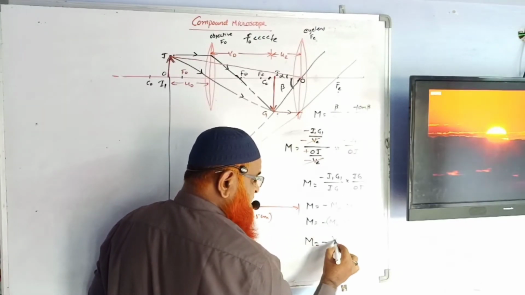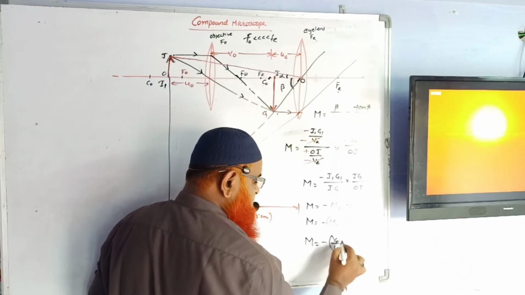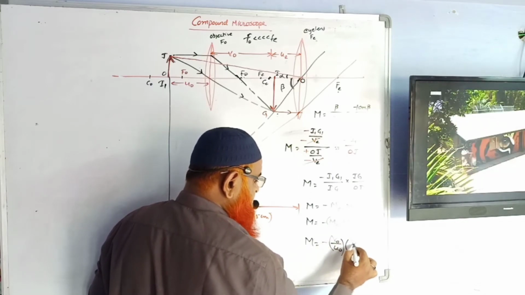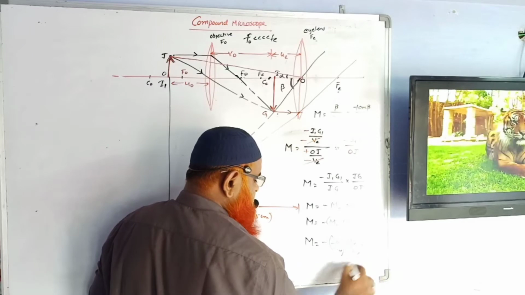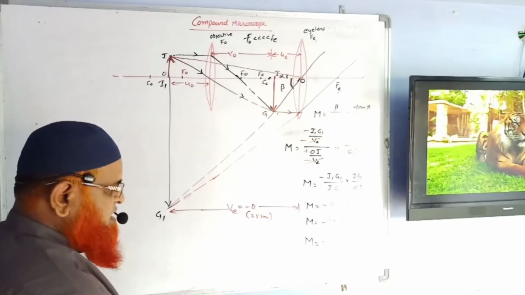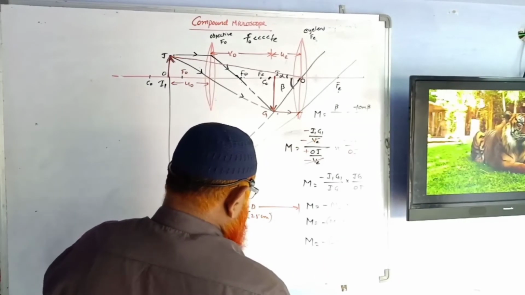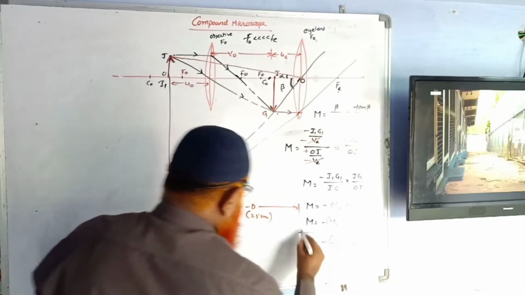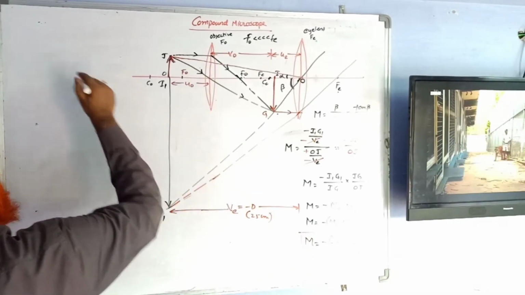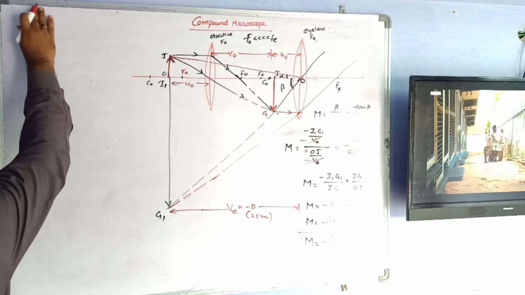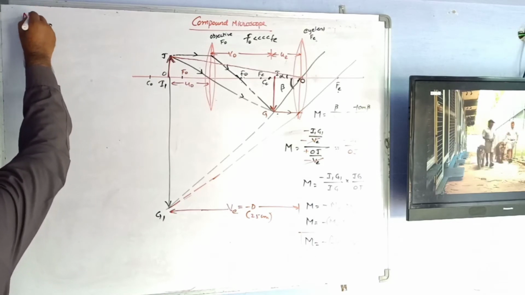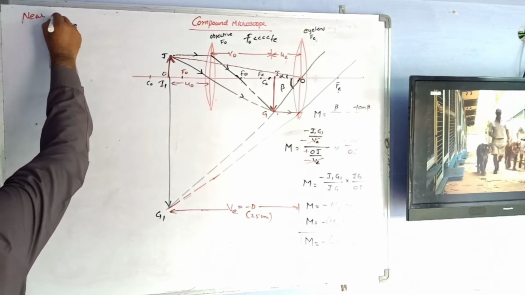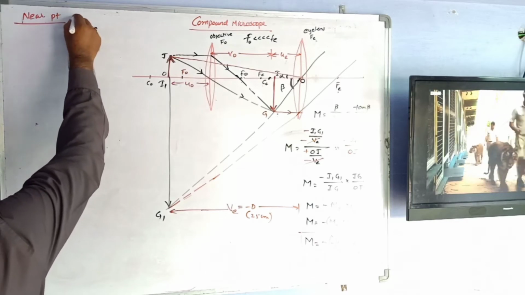So the magnification is going to be, I will write the general formula. You know it is V0 by U0, and here it is VE by UE. So these are the general formulas. But let us now discuss the near point formula for magnification. The next point I am going to discuss is near point magnification.